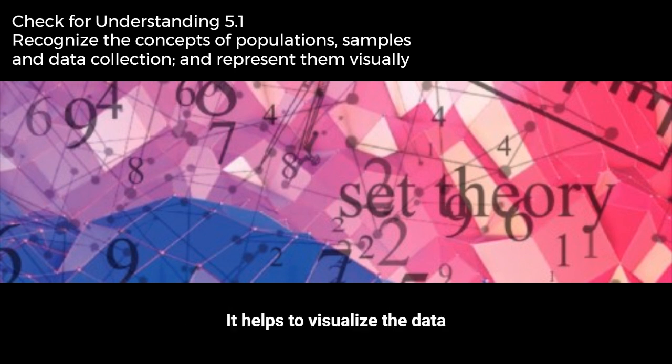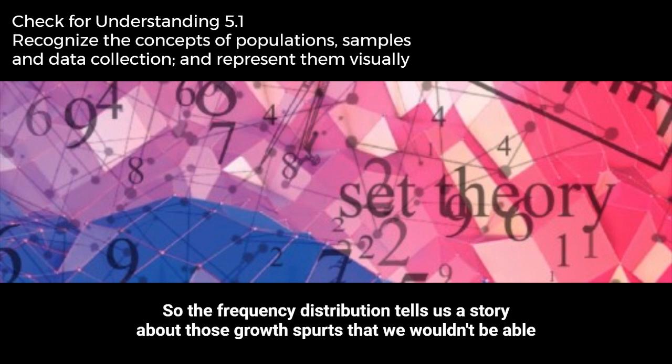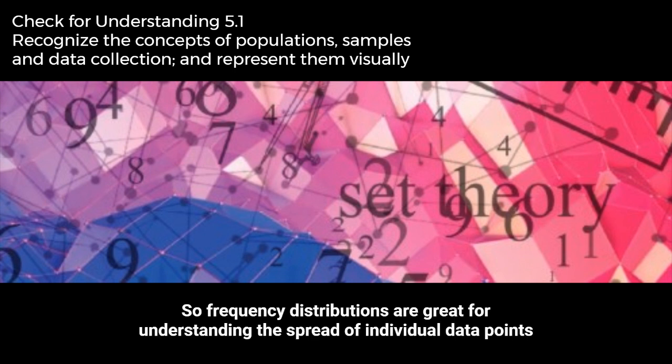It helps to visualize the data. Right. And we can see the overall trend, too. Like the number of boys hitting their peak growth increases up to age 14, and then it starts to go down after that. So the frequency distribution tells us a story about those growth spurts that we wouldn't be able to see as clearly just from the raw data. Okay, that's super helpful. So frequency distributions are great for understanding the spread of individual data points.